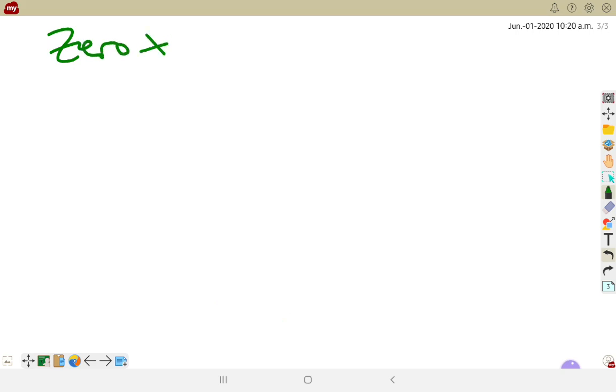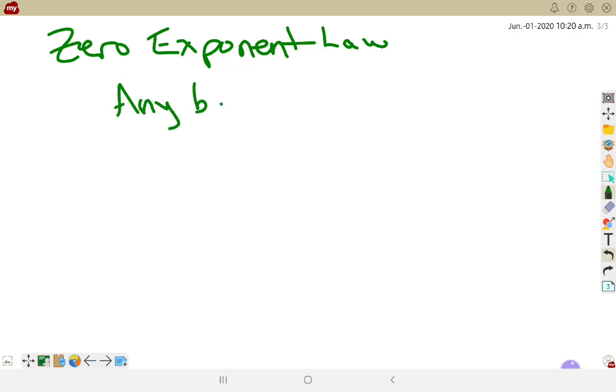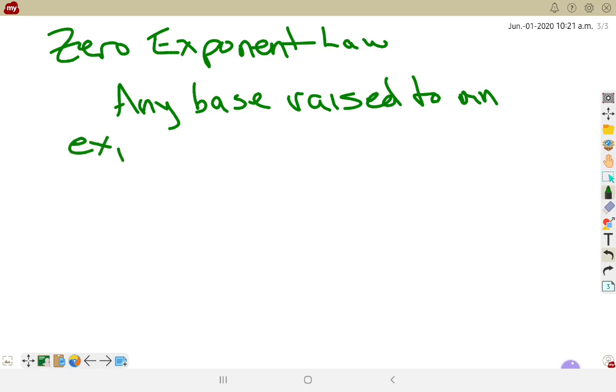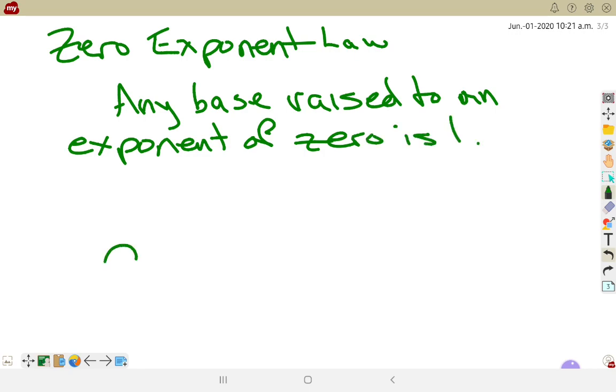All right? And that is our last exponent law that we cover in grade 9. There are more that deal with negative exponents as well as fractional exponents, but this is the last one that we're going to deal with this year. Okay, so it's any base to an exponent of 0 is 1. And that is it. Very simple. Okay, so any base raised to an exponent of 0 is 1.